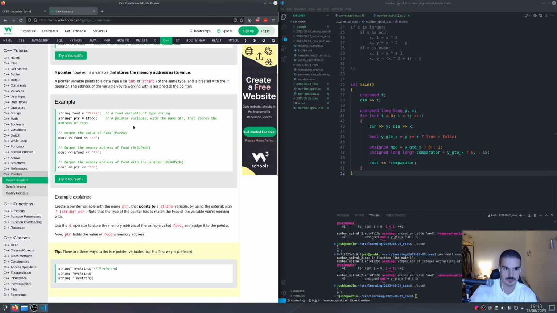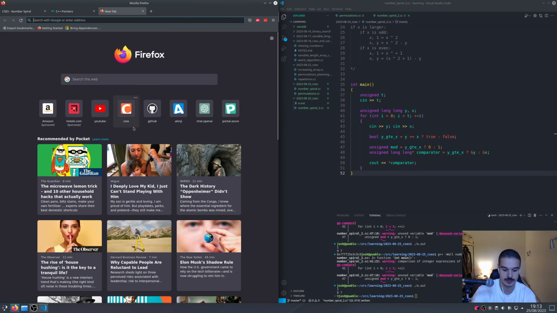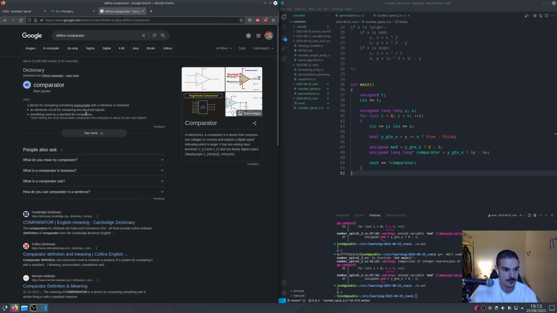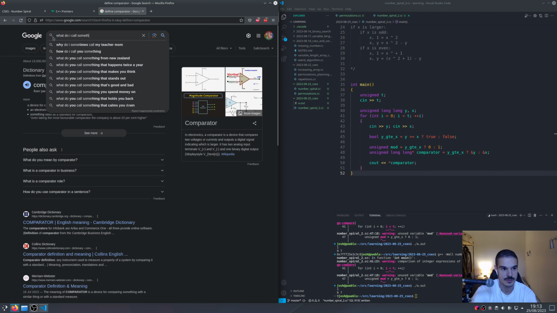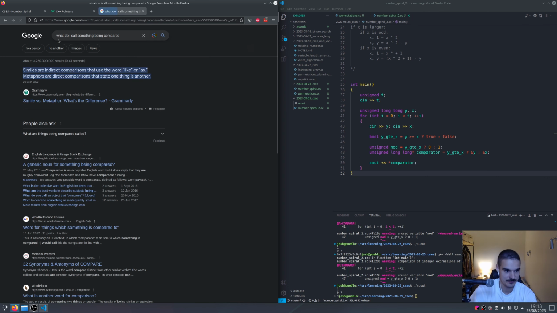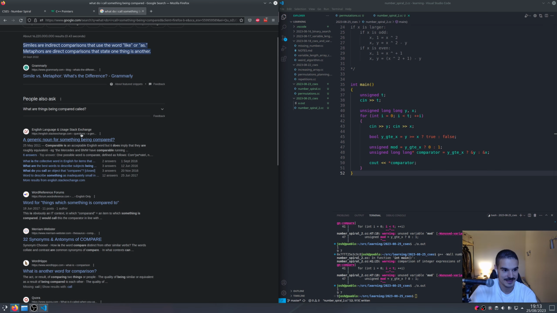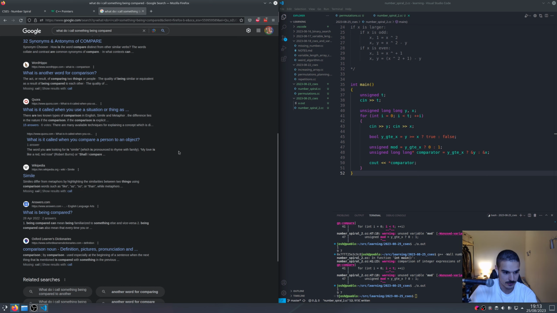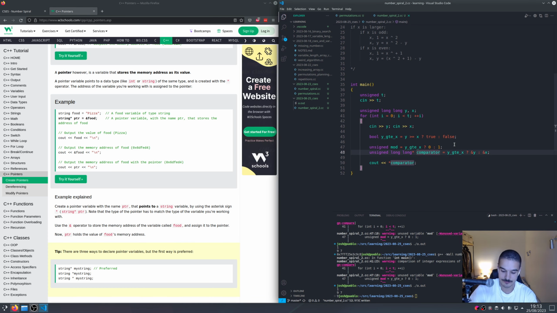I'm also not sure if comparator is the right word here. Something used as a standard for comparison. What do I call something being compared? I don't know. Maybe I'll just call this primary.